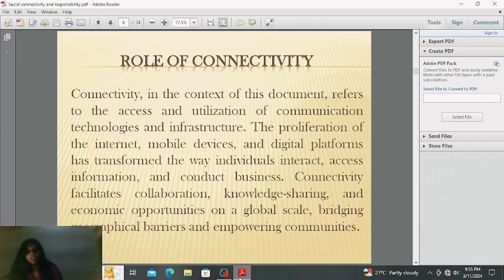The internet, mobile devices, and digital platforms have also transformed the way individuals interact and access information, and they help an individual to conduct business without any age limit. Nowadays, even a school student has started earning money online, and there's a lot of knowledge which we can share. There are a lot of facilities for collaboration, knowledge sharing, and economic opportunities at a global scale, which are available for us. It also helps us to bridge geographical barriers and empower our communities.